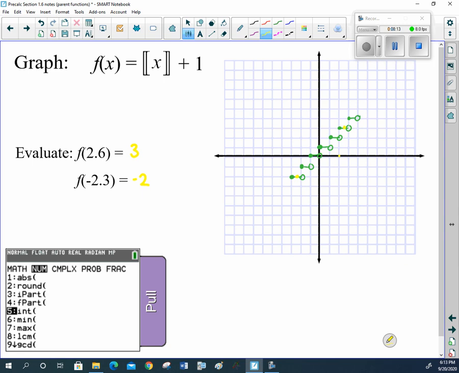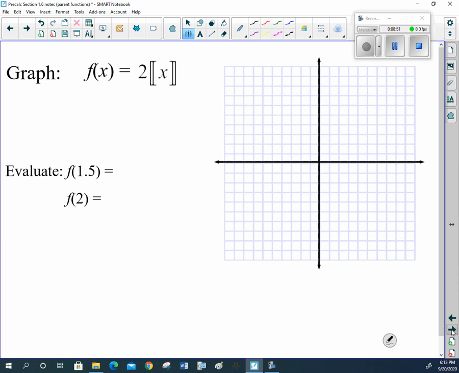Now you can evaluate that on your calculator. In your graphing calculator, hit math, arrow over right to numbers, and go down to number 5, that's the greatest integer. So you would just type in int, open parenthesis, 2.6, close your parenthesis, and it will give you the answer of 3, and negative 2. I'll put those there so you can see them a little better: 3 and negative 2. So you can do it without a graph; you can use your calculator to help you figure that out.